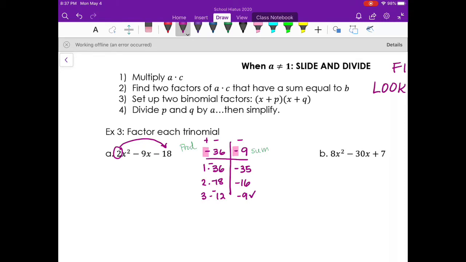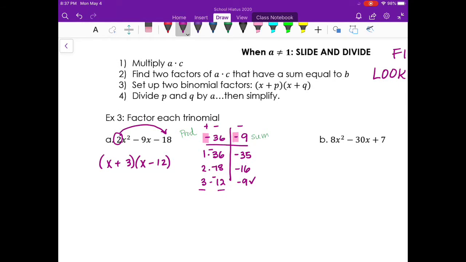So we multiplied a times c, that was step 1. Then we found the two factors of a times c that have a sum equal to b, and now we're going to set up our two factors. So x plus 3 for this positive 3 here, and then x minus 12 for the negative 12 factor here. Now this is what you've learned to do already when the leading coefficient was not a number. Well, it was a number, it just wasn't a number greater than 1.